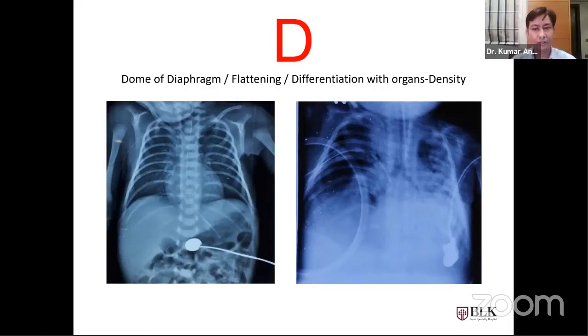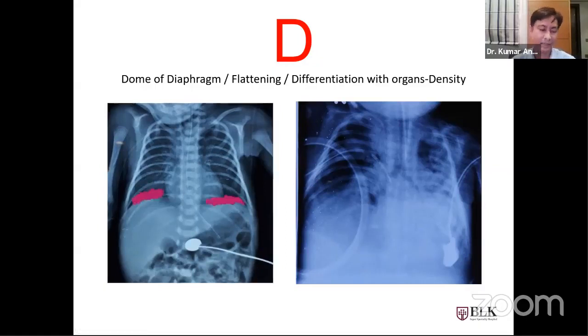And differentiation from other organs. We can differentiate the margins of the diaphragm from the lung, heart, and the liver. If that differentiation is lost, most of the time the lesion would be in the right lower lobe. Like in this case, if that differentiation is lost, we can say that the lesion could be in the lower lobe of either the right lung or the left lung.